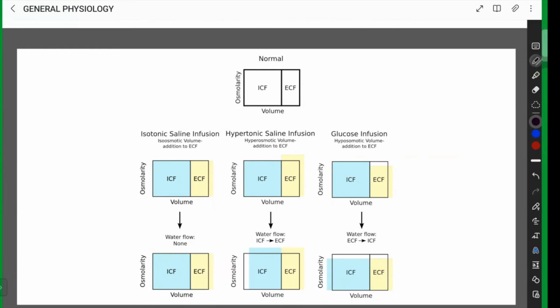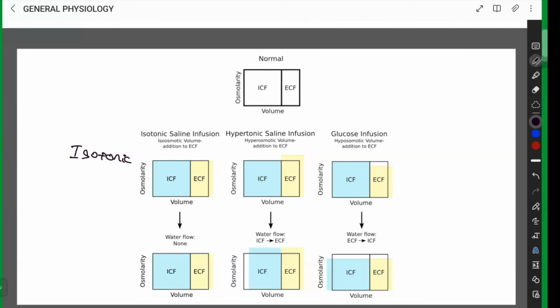Okay, for example, I'll tell you. This is called isotonic dehydration. Whenever there is bleeding, diarrhea, burns, vomiting, or ascites, there is going to be a reduction in the ECF volume. But at the same time, the osmolarity of your ECF or ICF is not going to change. Therefore, there is no shift of your osmolarity in a diarrhea case. This diarrhea case is called isotonic dehydration, number 1.